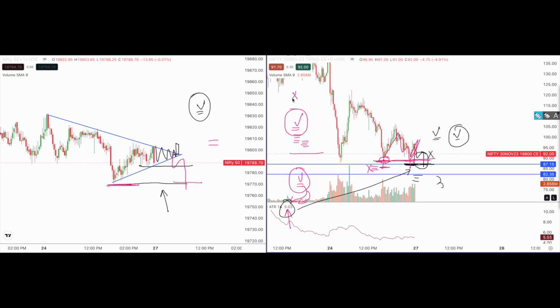Instead of trading in the live market, just do 2 or 3 paper trades with the same setup which you're following right now. There itself you will be able to see the results.